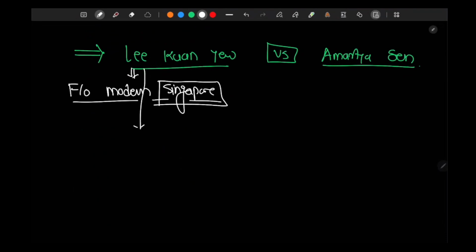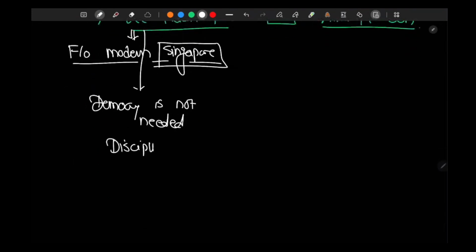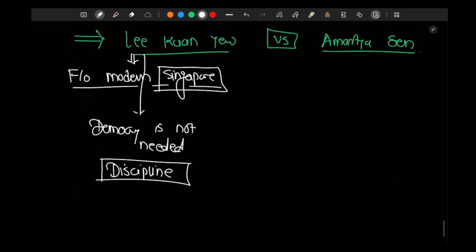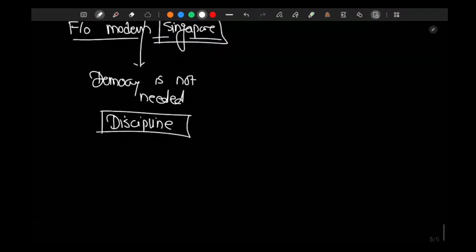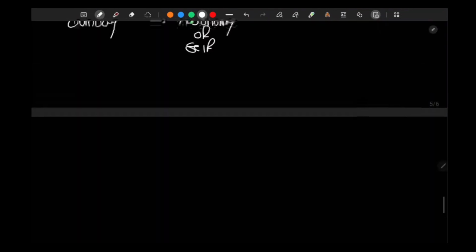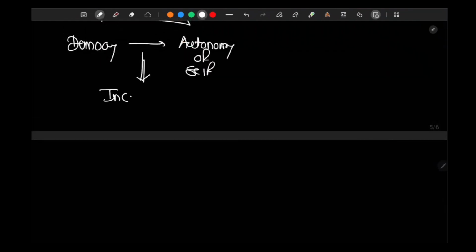This was answered by Lee Kuan Yew, and he says that democracy is not needed. What is needed is discipline. For Lee Kuan Yew, Singapore developed due to discipline, not democracy. For Lee Kuan Yew, democracy and autonomy of self are incompatible with Asian values.